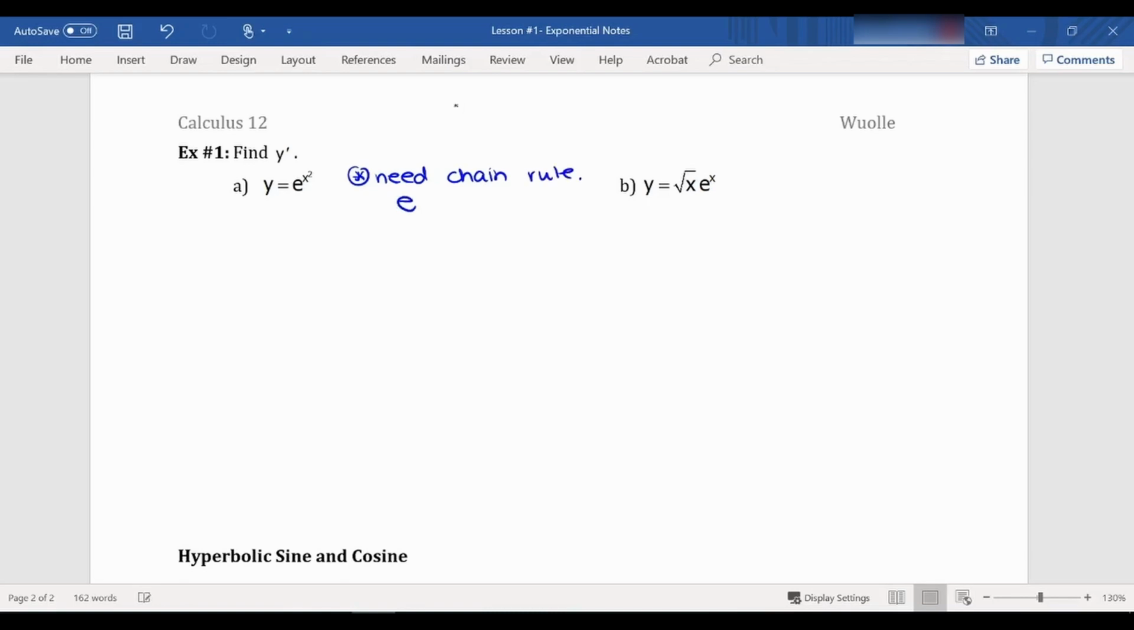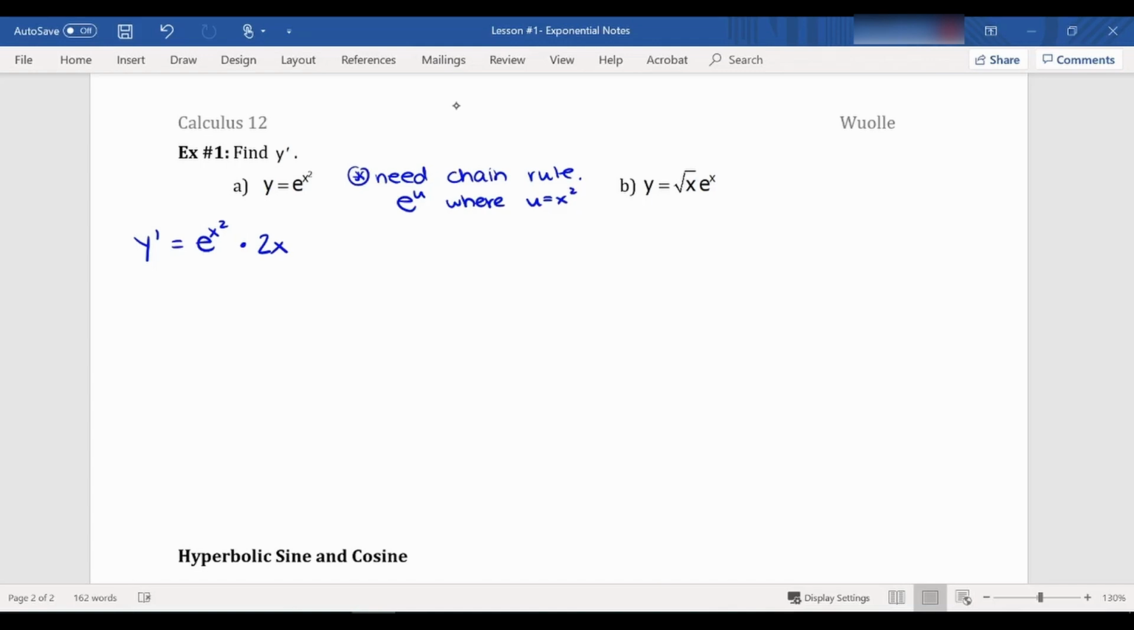So this is essentially e to the u, where u is x squared. That's what we have here. So y prime, the derivative of e is itself, which in this case is e to the x squared. And then we need to times this by the derivative of the exponent, which would be u prime. So the derivative of the exponent here would be 2x.